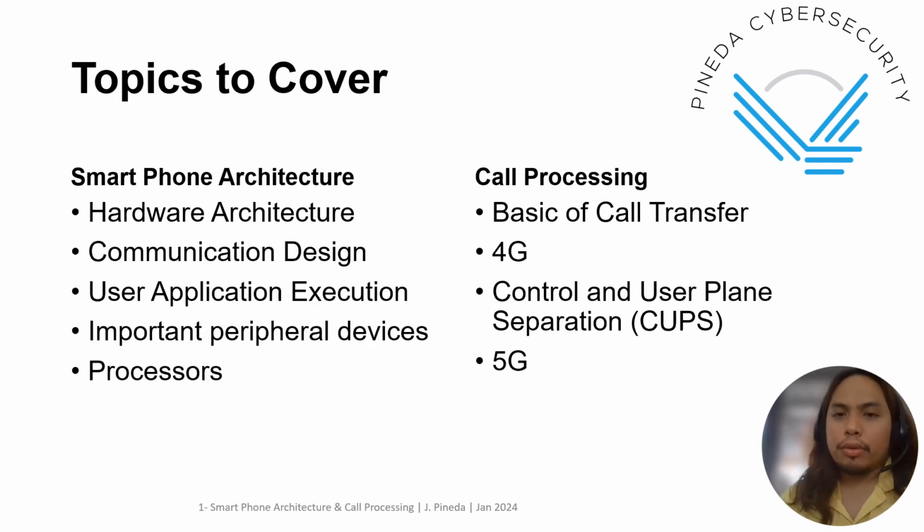So the topics to cover here would be two. The first one would be the smartphone architecture, which includes the hardware architecture, communication design, and then the user application execution, and then some of the important peripheral devices and the processors. And then the second topic is about call processing. Okay, so to explain the process of call transfer, 4G, the CUPS, control and user plane separation, and 5G.